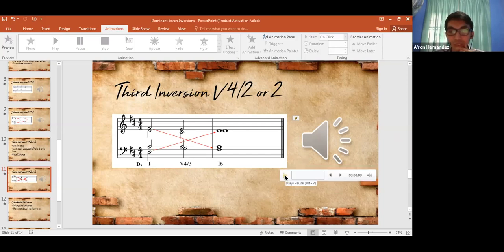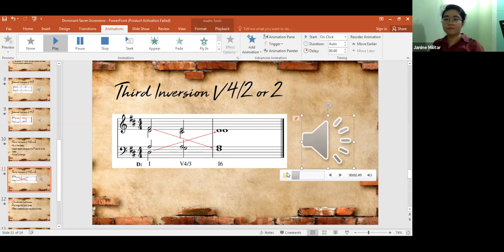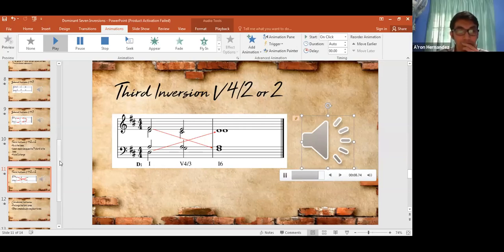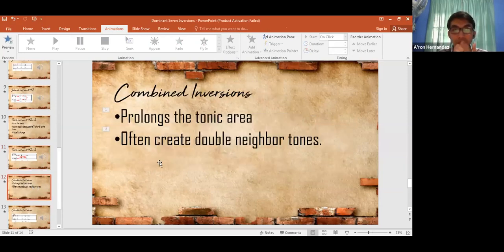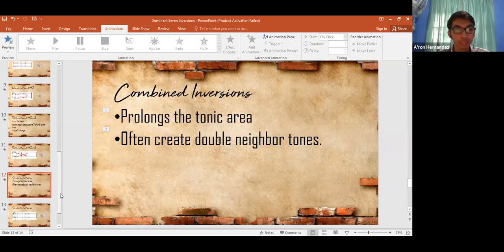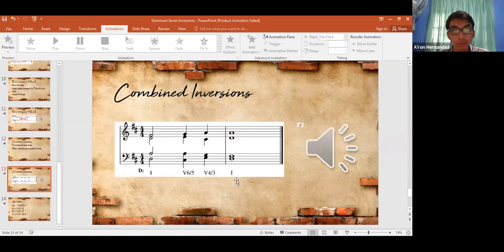This is how it sounds. So that's the third inversion. The last one we have here is another way of expanding the tonic, which we call the combined inversions. So these are the only things I find in here. It prolongs the tonic area and often creates double neighbor tones, which goes like this. Especially in the bass line, you have this 5-6-5 going to 4-3, and then going back to 1. You have your double neighbor tones, and that's it.